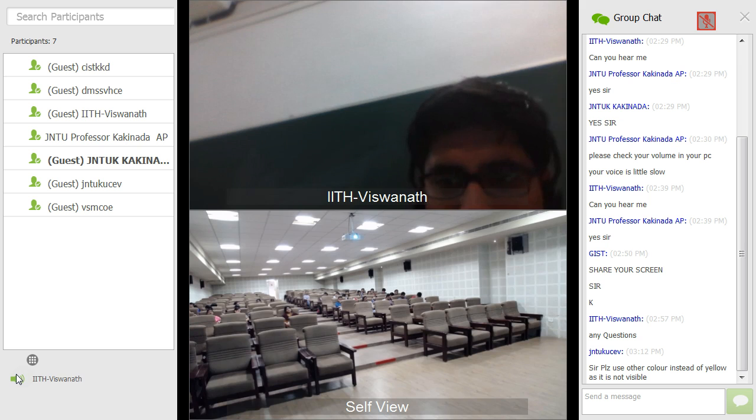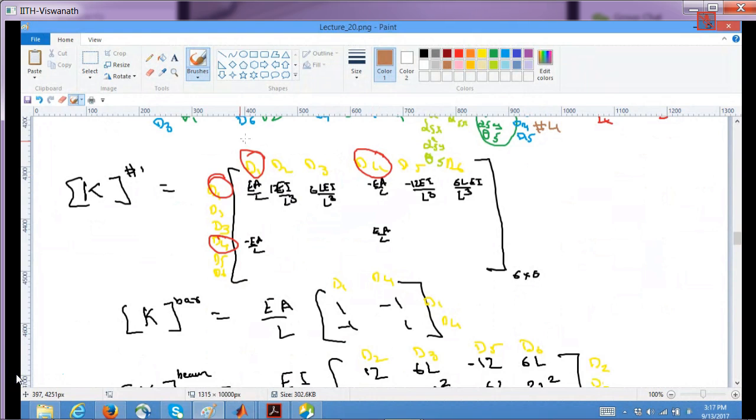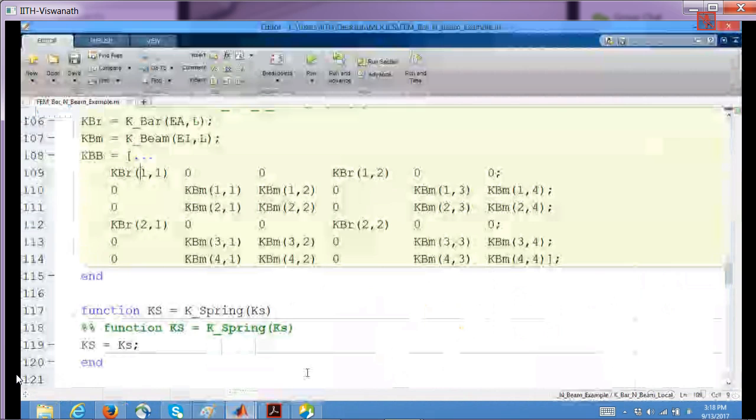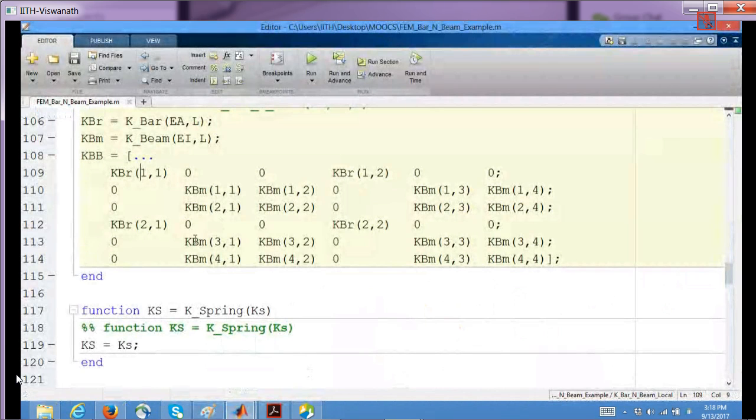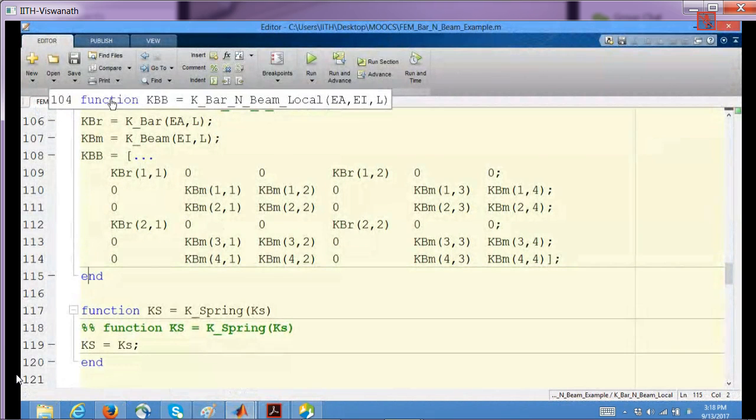Okay, I will not use yellow color. I1 and I3, D1, such a kind of things. Anyway, let's come back to the code. So this is our KBB in the local coordinate system.